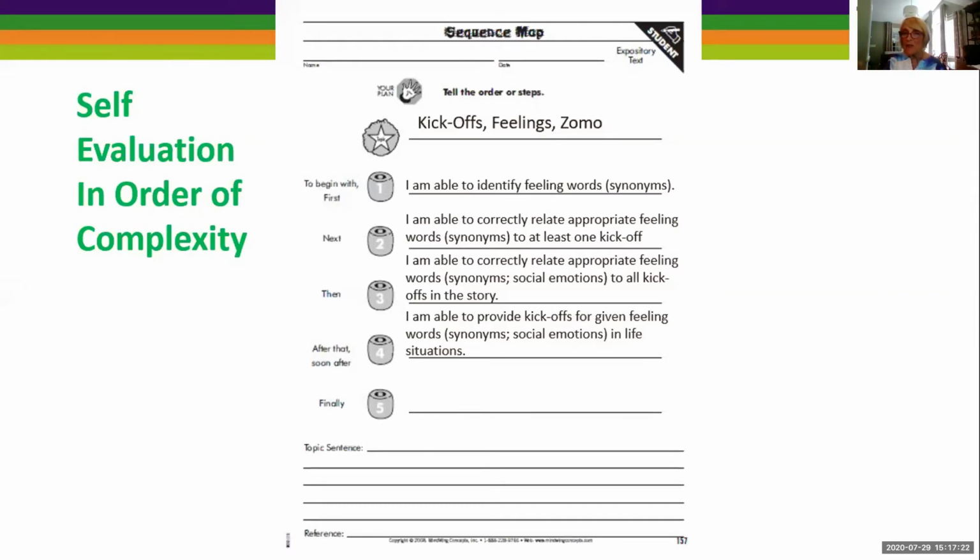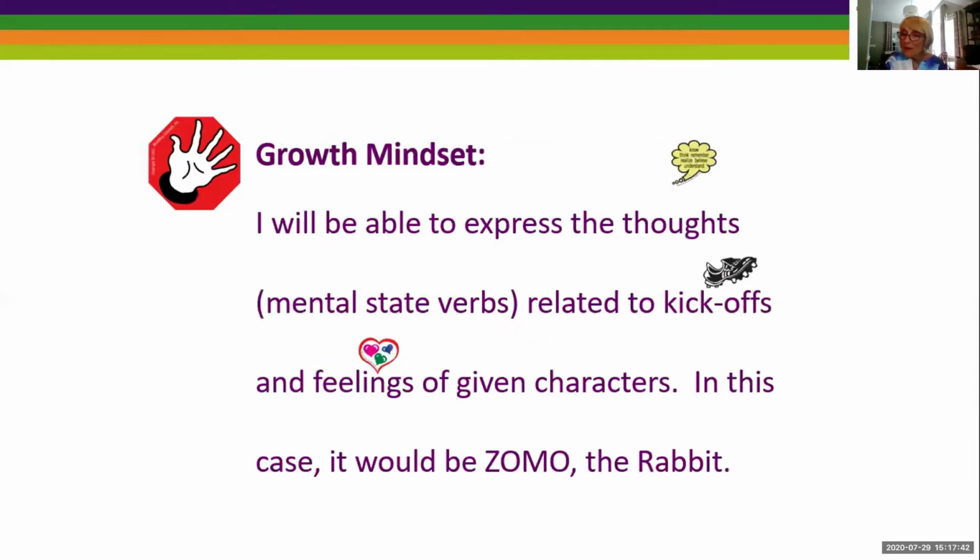I'm able to identify feeling words, which would be to begin with. I'm able to correctly relate appropriate feeling words to at least one kickoff. Now, those might take a long time to develop, but these are the ways that they can see where they are in what we're doing with them. Then last time we talked about a growth mindset, like I can do these things, I will be able to do these things. So this is a way to show the growth mindset in what we're doing. I will be able to express the thoughts related to kickoffs and feelings of characters. In this case, it would be Zomo the Rabbit.